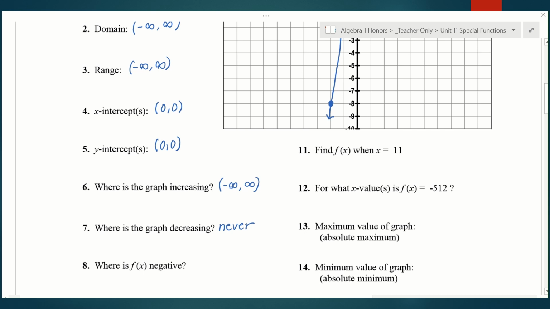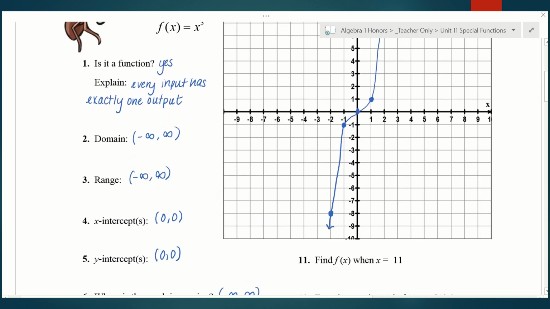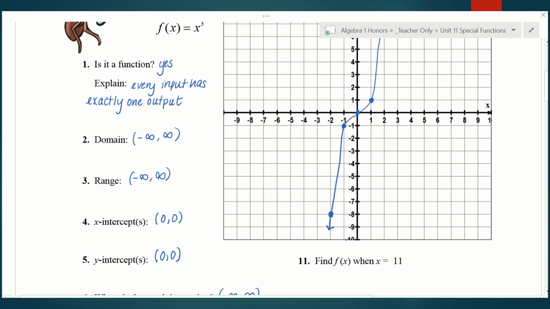Where is f of x negative? Okay, so remember, this is really asking you, where is y negative? So where are my points that have a negative y coordinate? And again, looking left to right, anywhere from -infinity to 0, I have values that are negative. Okay, so I'm looking at my interval in terms of x. So when x is -infinity all the way to when x is 0, all of my points are going to have a negative y coordinate.